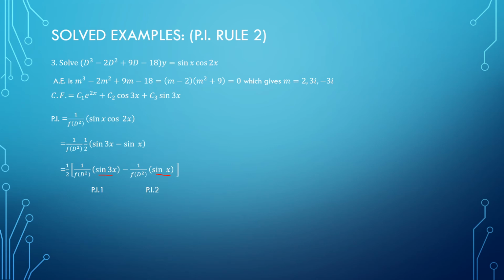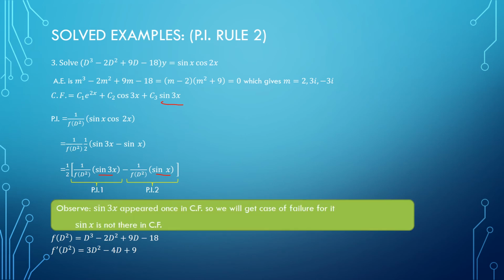So I need to substitute different values. Let me call sin 3x as particular integral 1 and the expression of sin x as particular integral 2. We'll find them separately. F of d square I'm going to need, and f dash of d square also I'm going to need, because I can already see sin 3x appearing in the complementary function. So we are going to get a case of failure. That's why we need to identify the things by comparing the complementary function and RHS.